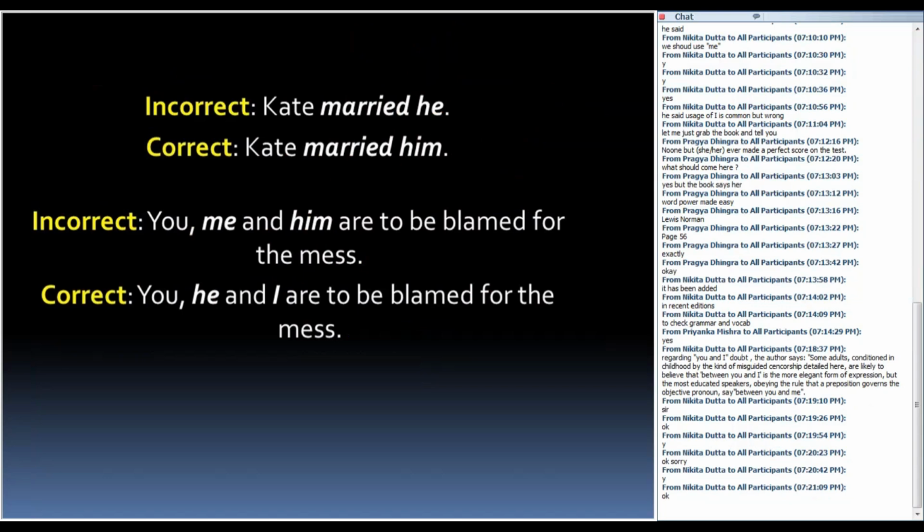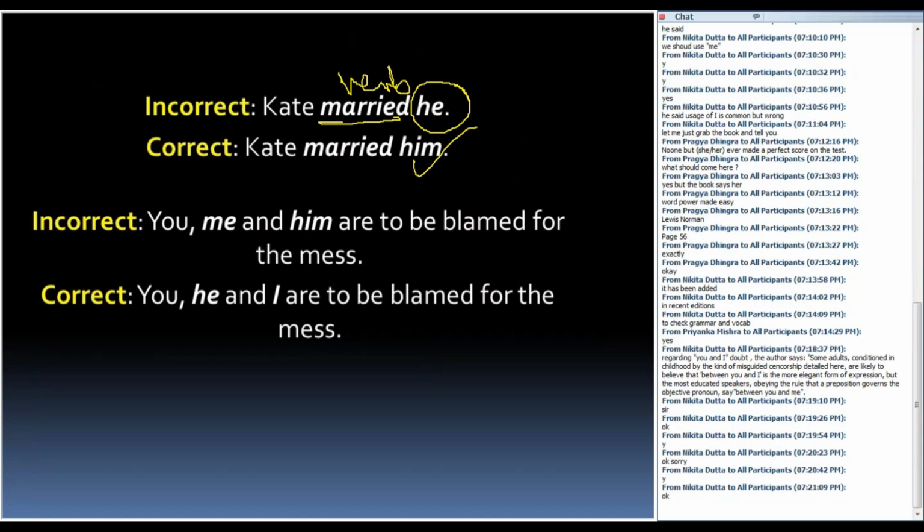Now, what was I saying? After the verb, use the objective case. So can you say Kate married he? No, because he is the subjective case. You will have to say Kate married him.